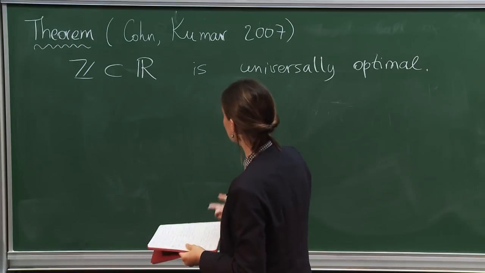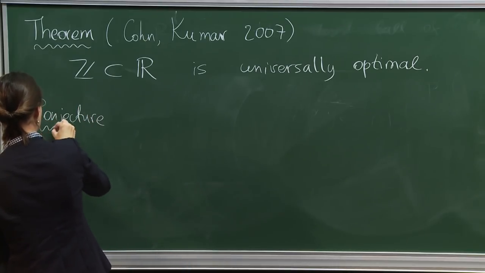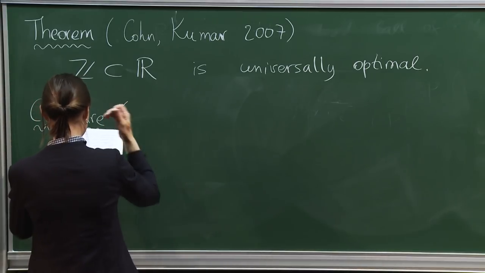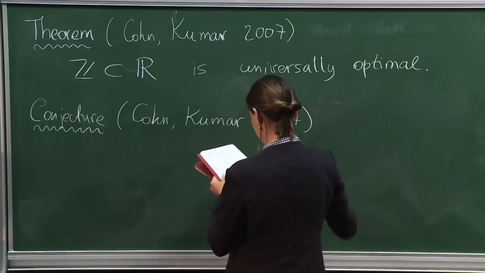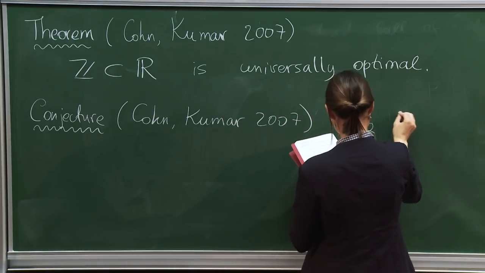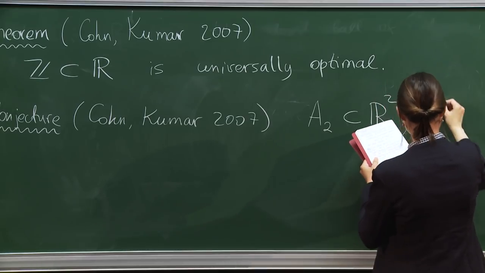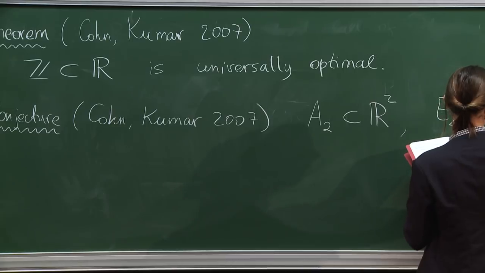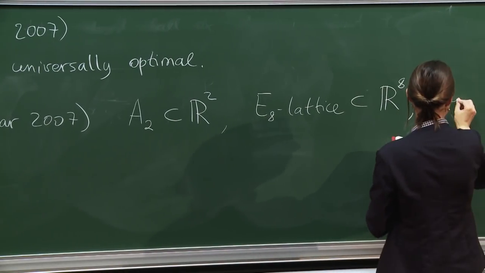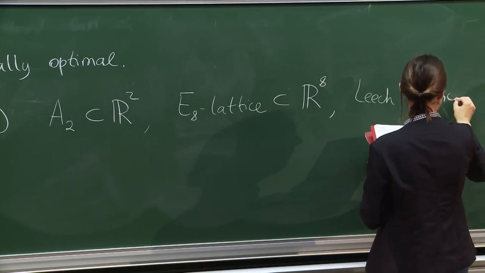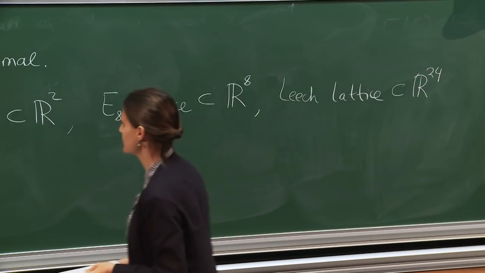And they've also conjectured the universal optimality for a few more lattices. They conjectured that the A2 lattice, which is the usual hexagonal lattice in R2, and also the E8 lattice, which lives in 8-dimensional Euclidean space, and the Leech lattice, which lives inside 24-dimensional Euclidean space, that these three lattices are also universally optimal.